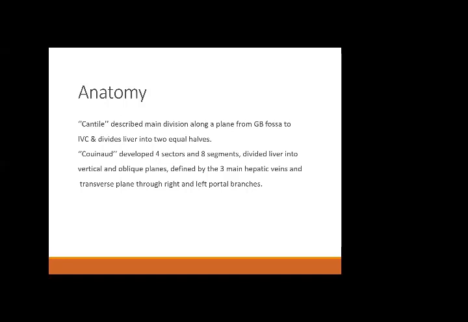Anatomy and physiology I have already described in lecture one, but again, repeating something: the line that runs from the gallbladder fossa to the IVC, the intrahepatic IVC, divides the liver into right and left. The liver is divided into 4 sectors and 8 segments. That divides the liver into vertical and oblique planes, defined by the 3 main hepatic veins, and transverse planes for right and left. Basically, the portal vein and hepatic veins are what divide the liver into sectors and segments.